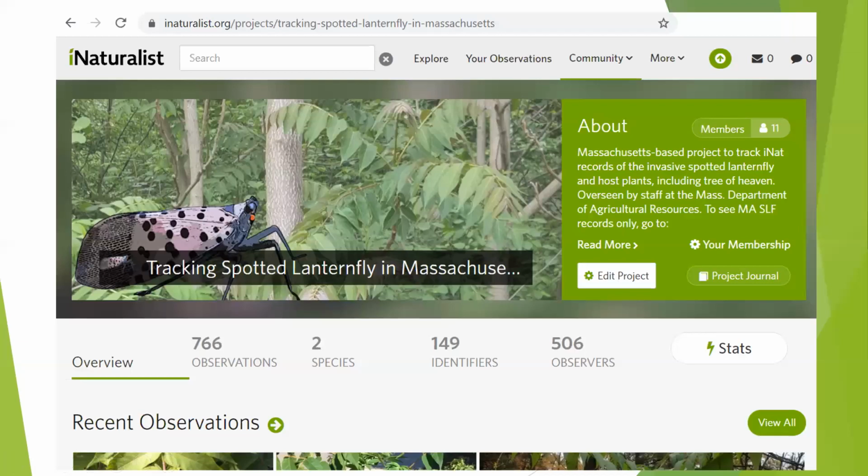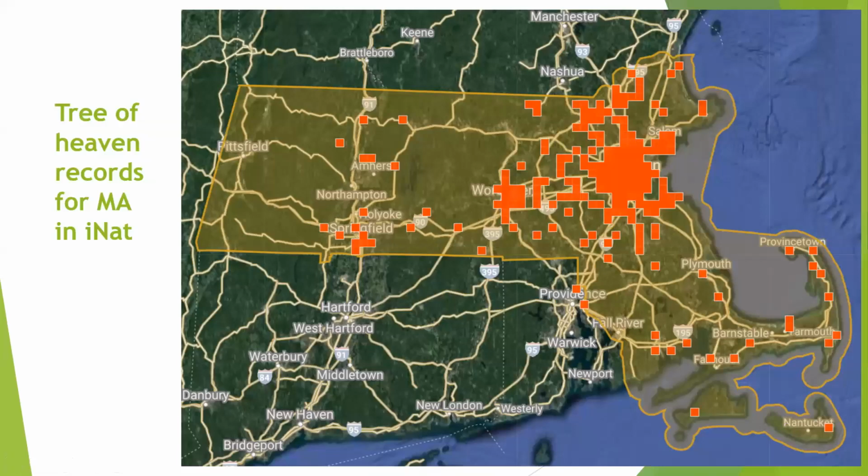The reason why I'm asking is because we have this project on iNaturalist, where we are tracking not just spotted lanternfly finds, but also Tree of Heaven. If you're not familiar with iNaturalist, this is a map of all the citizen science reports of Tree of Heaven from iNaturalist.org. So this is just anybody out there with a smartphone taking pictures of things that they say are Tree of Heaven, and then the other members of iNaturalist either confirm or deny, and if it's an approved record, it goes into the database.